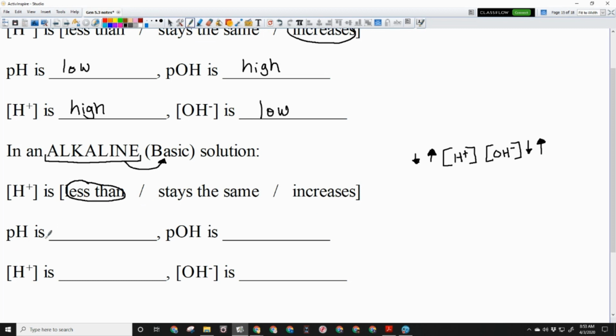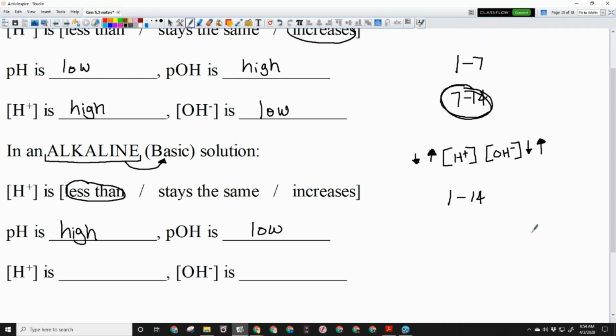Okay, so let's talk about pH and pOH. In a basic solution, the pH is going to be high. Remember, it's 1 to 14. In an acidic solution, it's 1 to 7, and 7 to 14 is a basic solution. So anything that's basic is going to be 7 to 14, which is considered the high end. And if pH is high, the pOH is going to be low.